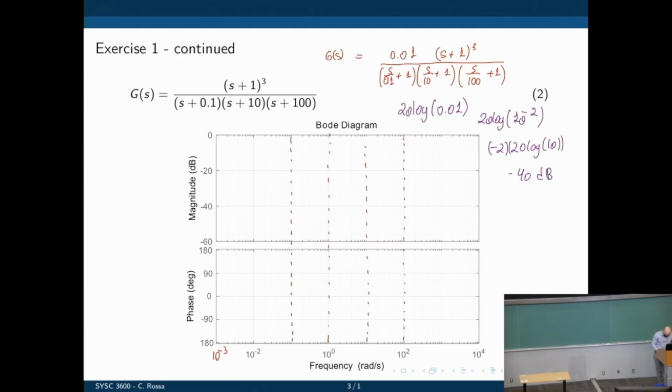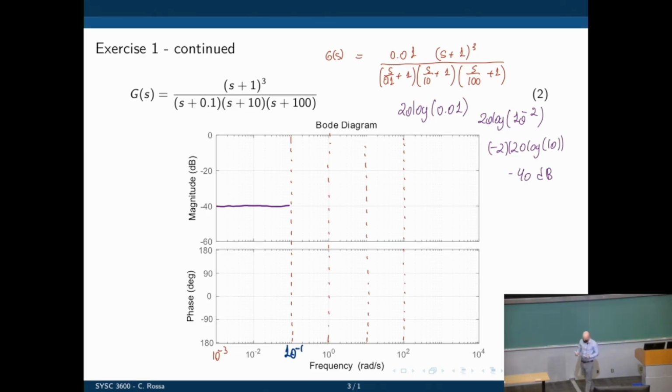Is it clear why it starts at negative 40 at 10 to the power of negative 3 radians per second? Is it clear at home why it starts there? Okay, well, if I don't hear anything, I'll keep going. So it starts at negative 40. And we will stay at negative 40 up to the first cutoff frequency. The first cutoff frequency we have is a pole, and it is the pole at 10 to the power of negative 1. The first pole, s divided by 0.1.